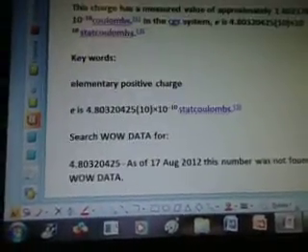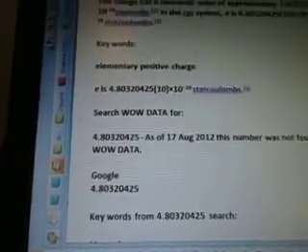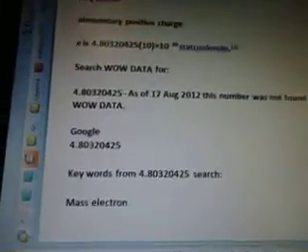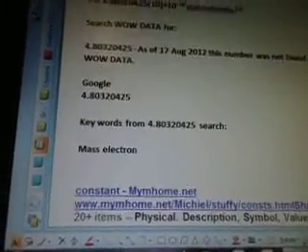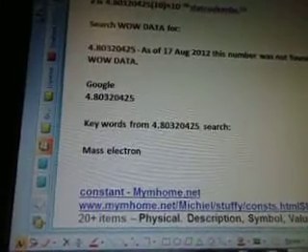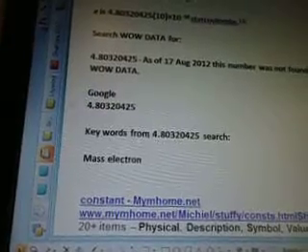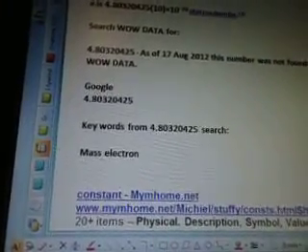Keywords: elementary positive charge. So I'm going to search in the WOW data for that number. This number is not found in the WOW data as of August the 17th. So that's up to videos 280 something. So I Googled the number instead.